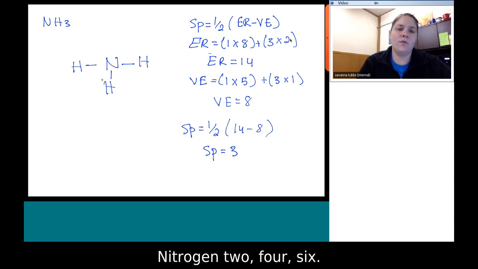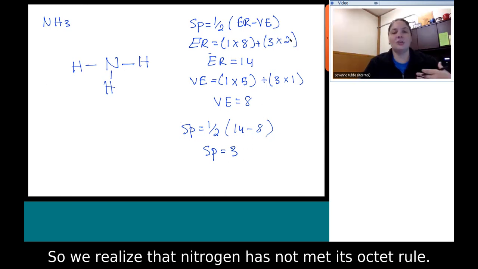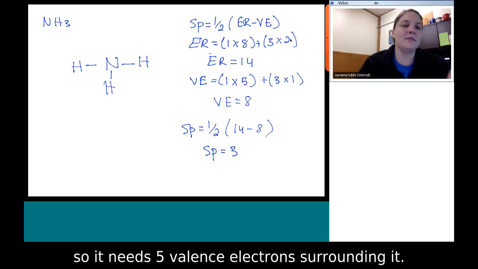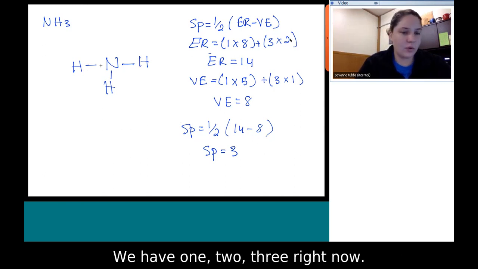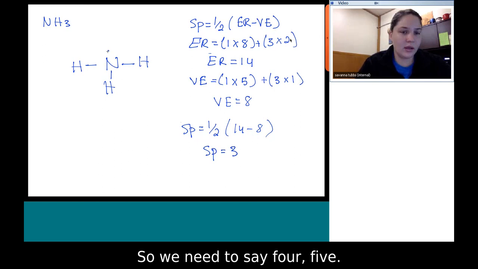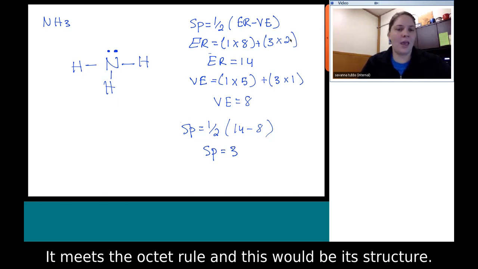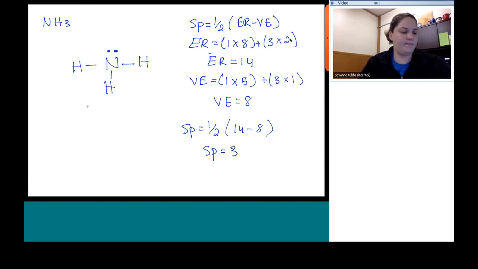Nitrogen, 2, 4, 6. So we realize that nitrogen has not met its octet rule. So I go back and I think nitrogen is in a group 5A. So it needs 5 valence electrons surrounding it. We have 1, 2, 3 right now, so we need to say 4, 5. So now 2, 4, 6, 8, it meets the octet rule, and this would be its structure.